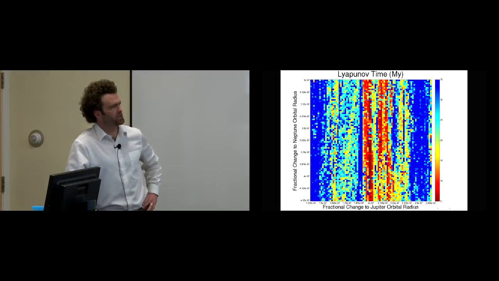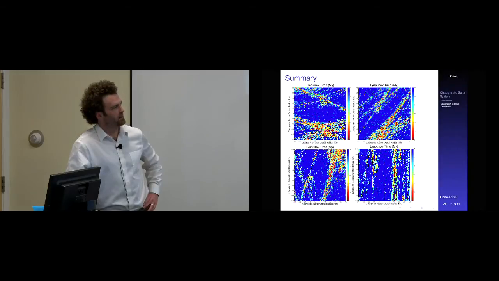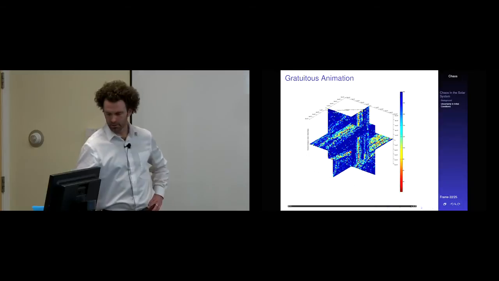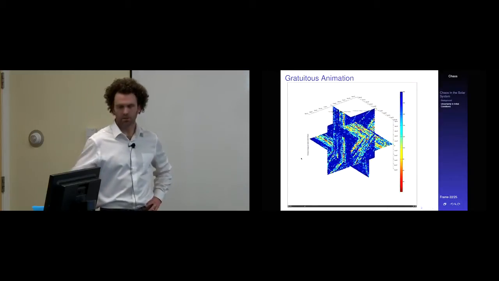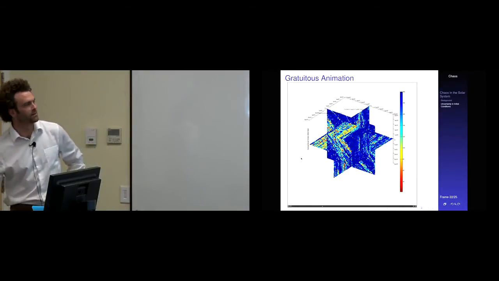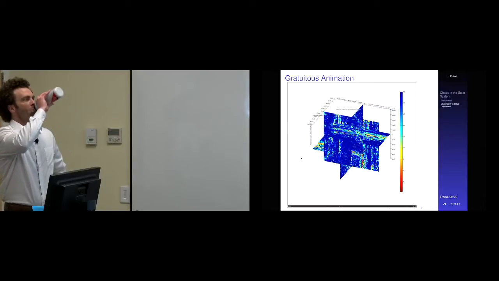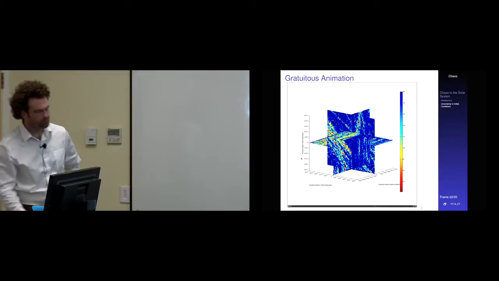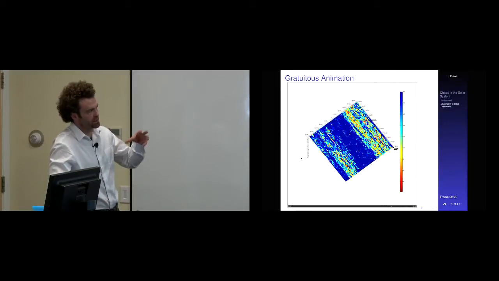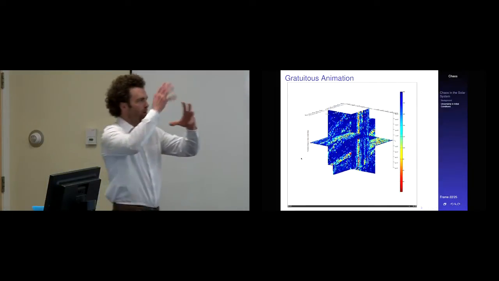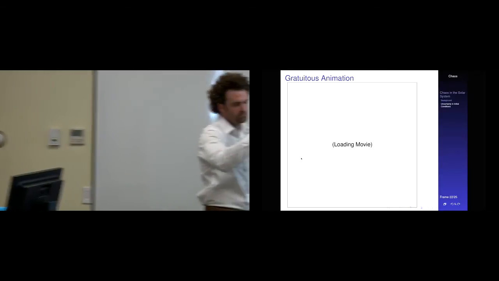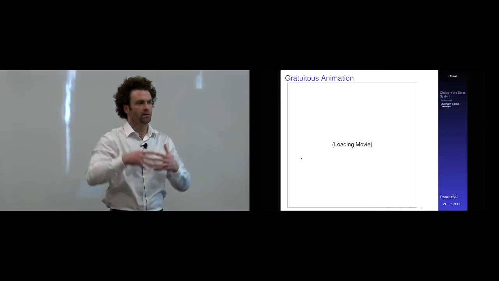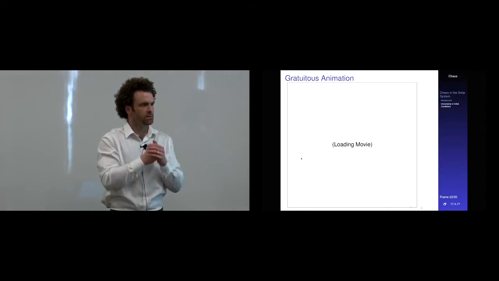Okay. Questions about the pictures? I have a gratuitous movie here, because this is a high-dimensional thing that you'd like to be able to see. As you'd imagine, I'm taking slices through this ball, and when you stitch them together, you see where there's lots of red.